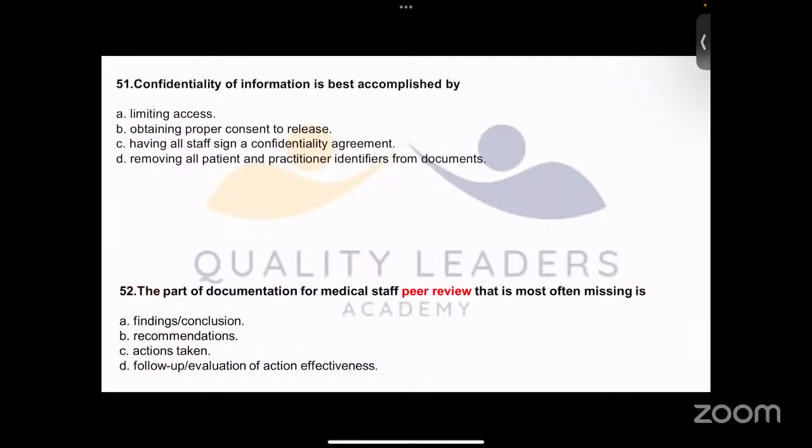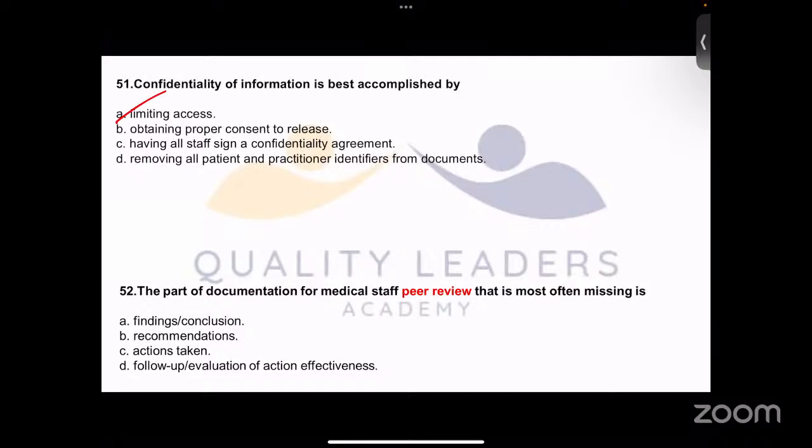Number 51. Confidentiality of information is best accomplished by A, limiting access, B, obtaining proper consent to release, C, having all staff sign a confidentiality agreement, D, removing all patient and practitioner identifiers from documents. What's the answer here? If I limit access, unauthorized staff cannot view patient data. Even if they sign a confidentiality agreement, they might still access the data. So the answer is letter A, limiting access.